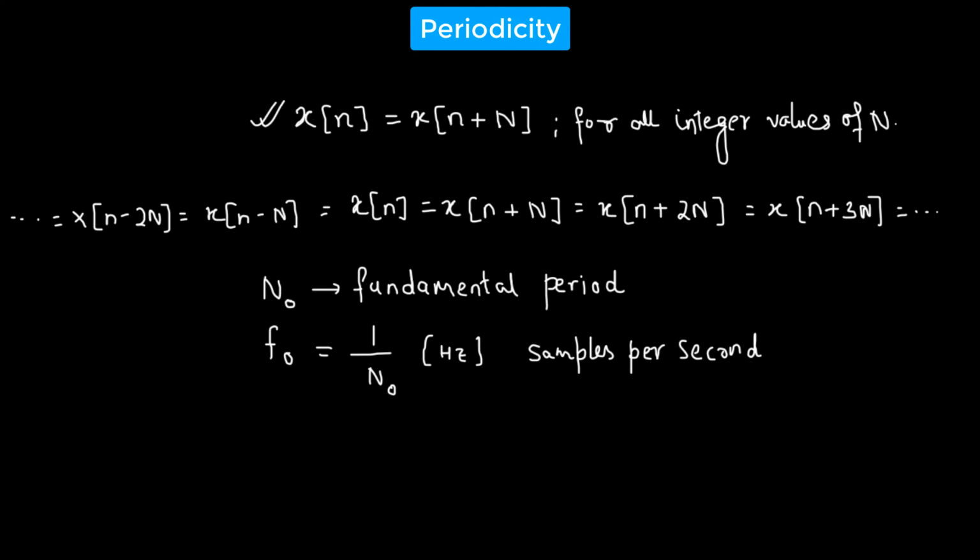And we have the angular frequency. So the angular frequency is given by omega naught, which is equal to 2 pi n divided by N naught for n belonging to integer values. And this is going to be measured in radians.